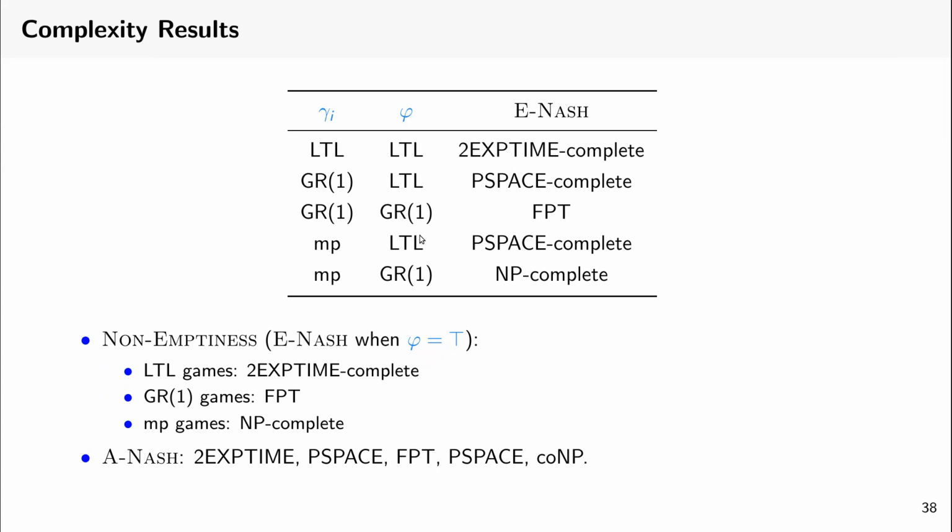And if we have MP and LTL specification, we still have PSPACE-complete. We have the PSPACE bottleneck again with LTL model checking. And if we have GR1 as the specification with MP, it is complete.